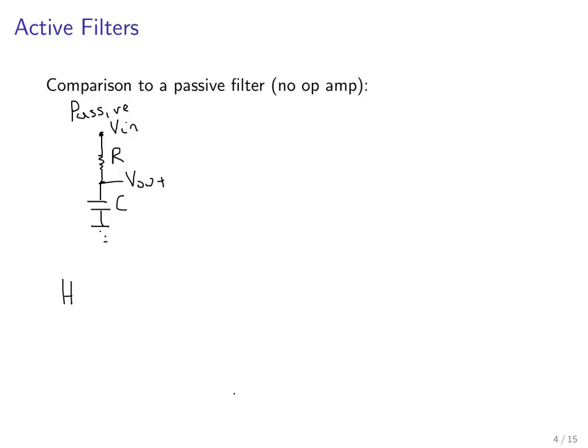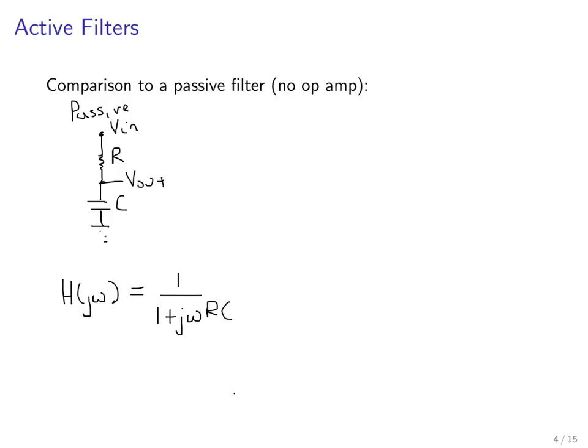And the transfer function for this guy, H of j omega, is equal to 1 over 1 plus j omega R times C.